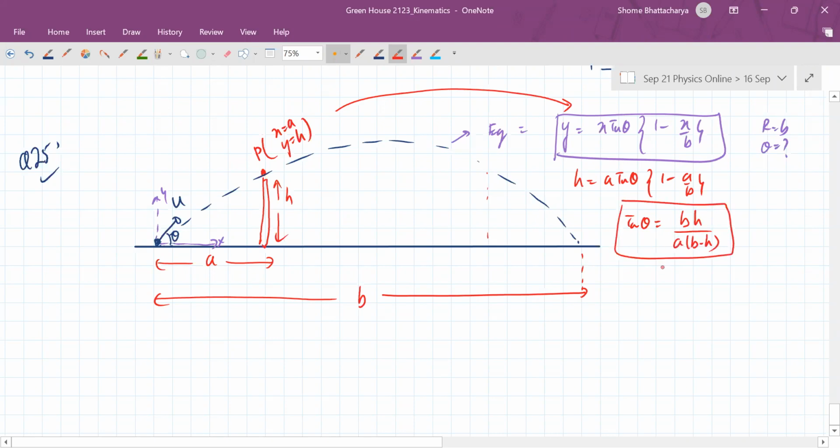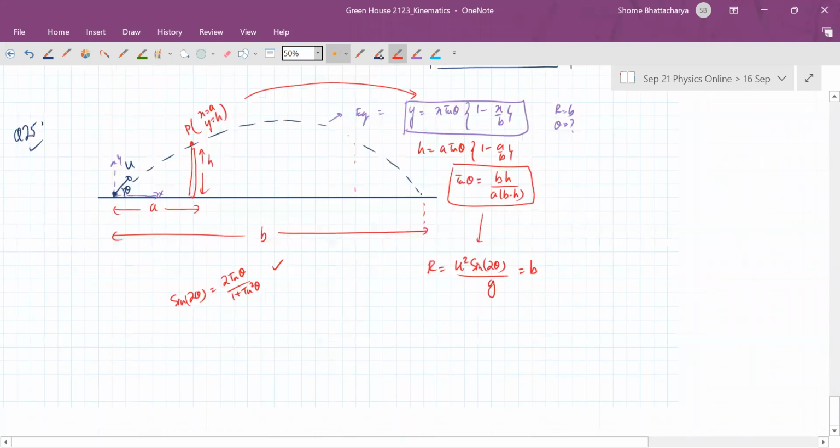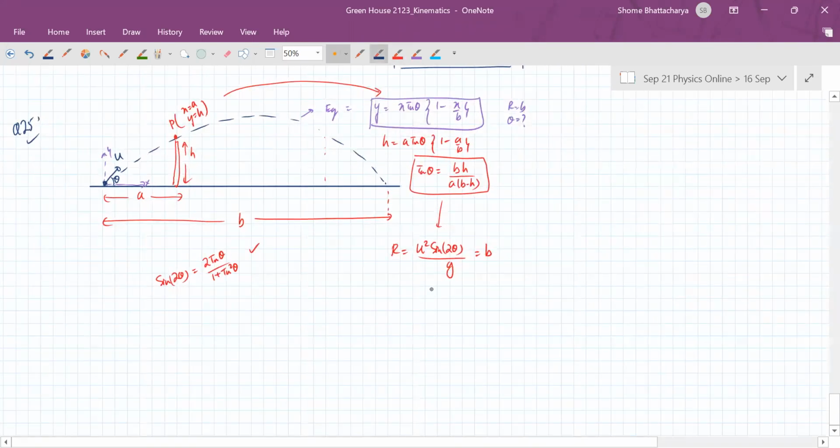So once we got tan theta, we can get the value of u, because the range is equal to b. Now, are you familiar with this formula that sine 2 theta can be written as 2 tan theta upon 1 plus tan square theta? Have you seen this formula? Yes, sir. So you can use that. It will become little algebraically lengthy to solve, but instead of sine 2 theta in u square into sine 2 theta, we will substitute 2 tan theta upon 1 plus tan square theta.